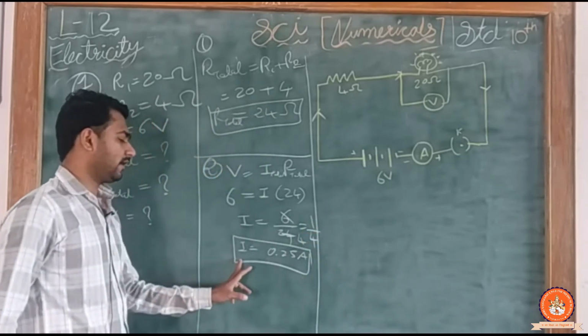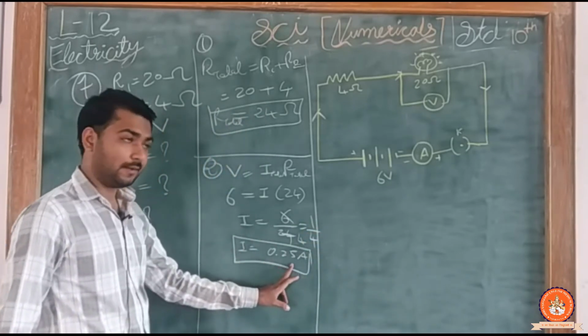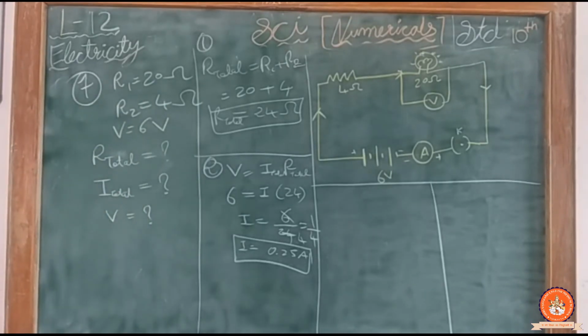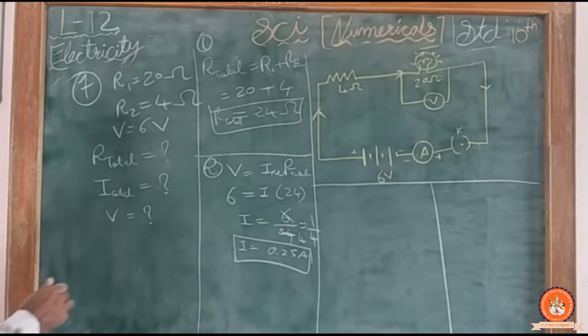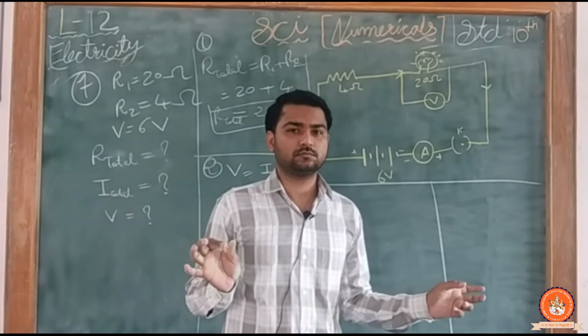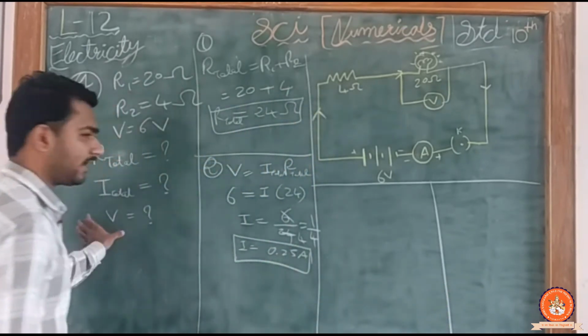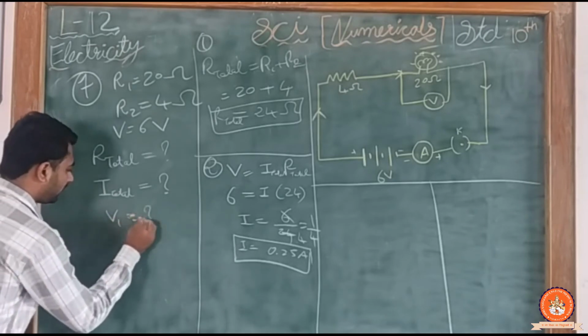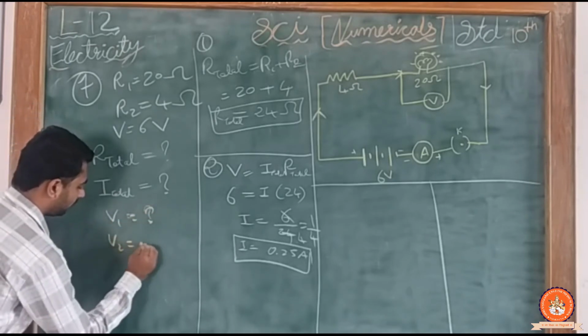Okay, I will get I is equal to 0.25 ampere. Write down this one, so we can now move forward. Now we have to find the voltage, but here we have to find the different voltages, V1 and V2. I will not write V total here, we have to find V1 and V2.